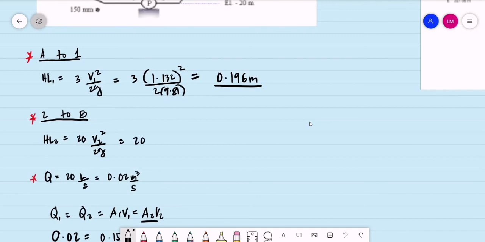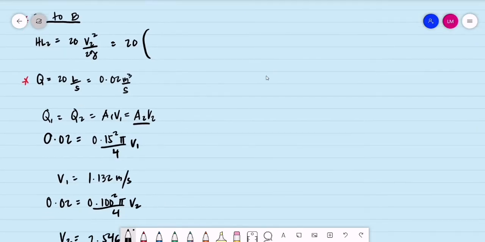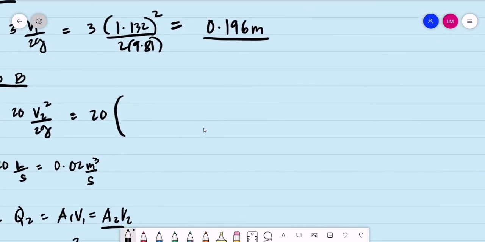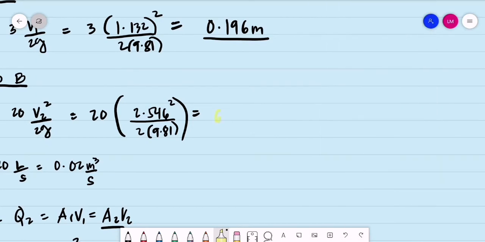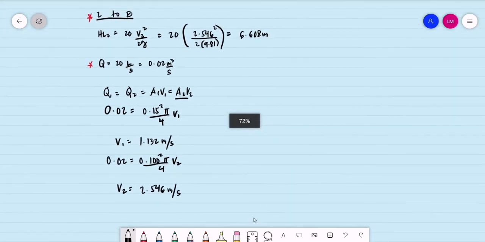Head loss number 2, we have 20 multiplied by the velocity head. Yung velocity sa number 2 is 2.546. So this is multiplied by 2.546 squared, divided by twice of the 9.81. So ito naman yung head loss ay doon sa pipeline number 2. So we have that as 20 multiplied by 2.546 squared, divided by twice of 9.81. So we have that as 6.608 meters. So that will be head loss number 1 and head loss number 2.